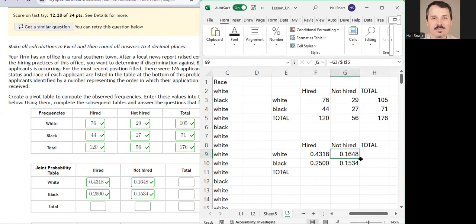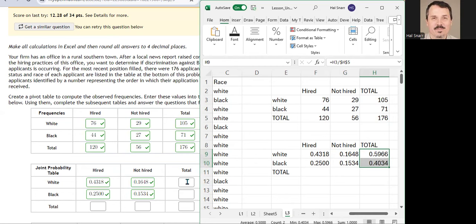Now, to calculate these, I can just drag this over here. And what this shows is it takes the 105 divided by the 176. So there's 105 white applicants and 176 total applicants, right? And then I can drag this down. And this sums to 1, right? This in itself is a frequency distribution or a probability distribution, because probability distributions or frequency distributions sum to 1, right?